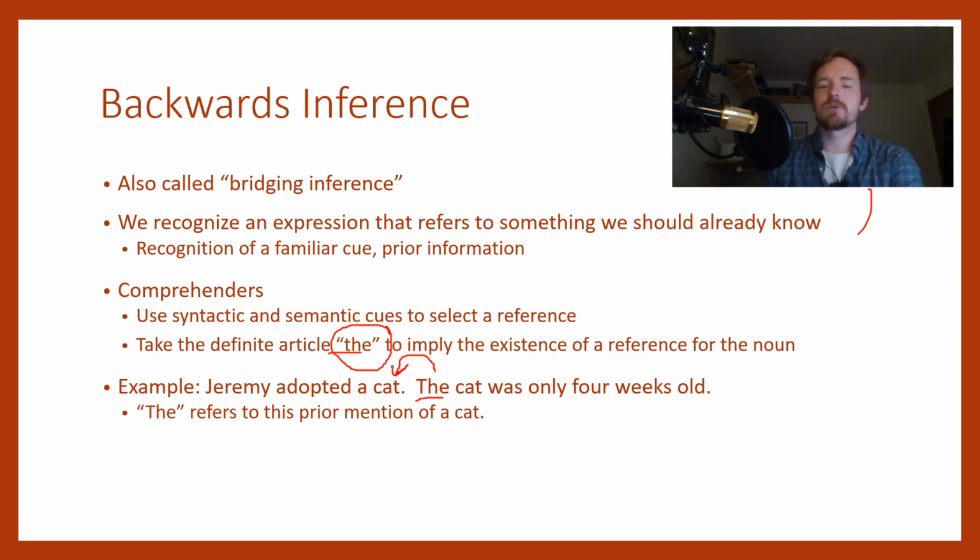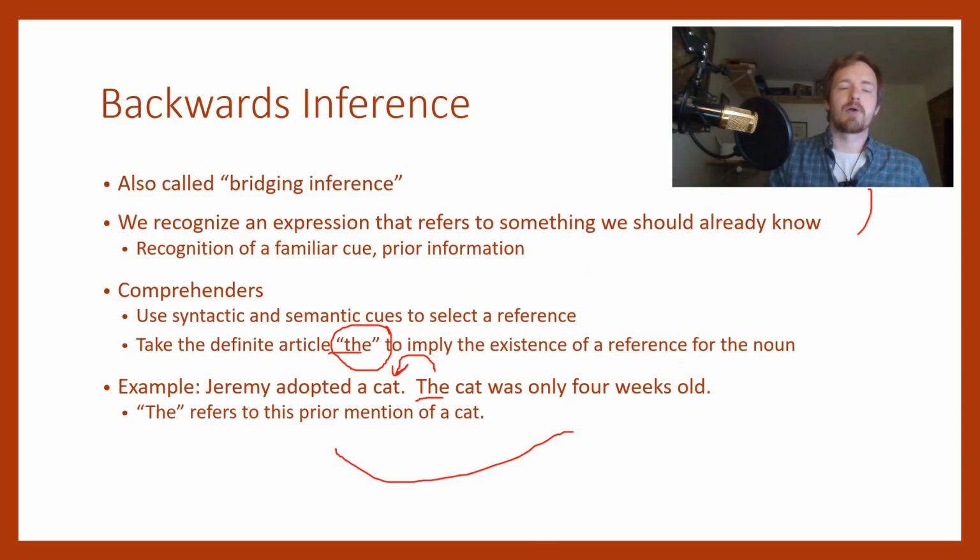Because you would be wondering, well, he adopted a cat. Is it the cat that's 4 weeks old? And if it's not, then why'd you tell me about this cat that's 4 weeks old, right? I want to know more about Jeremy, this cute cat that he's got, right? So, in this case, this is a bridging inference. What you're doing is you are looking back and you're making connections with this prior material.